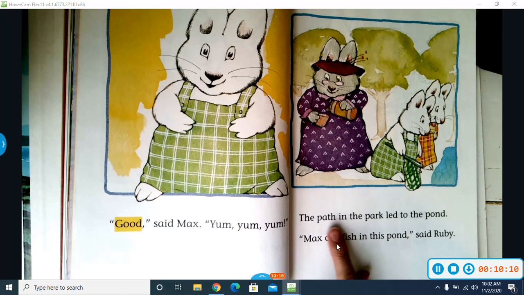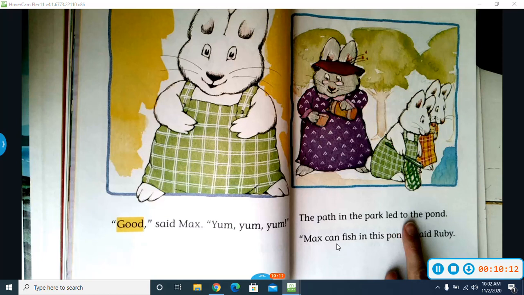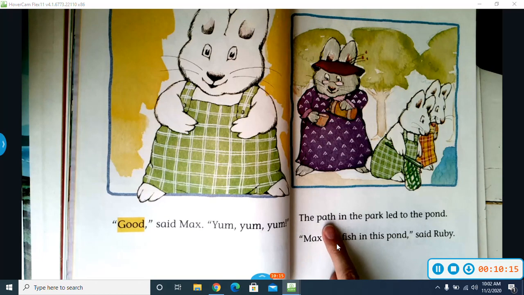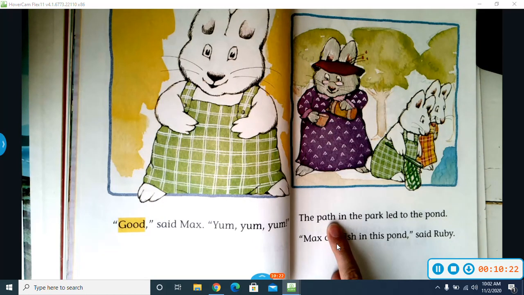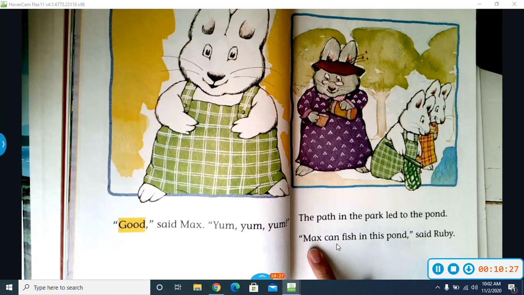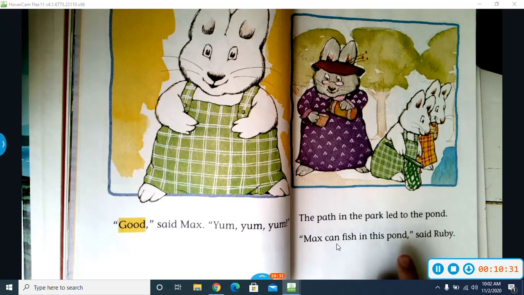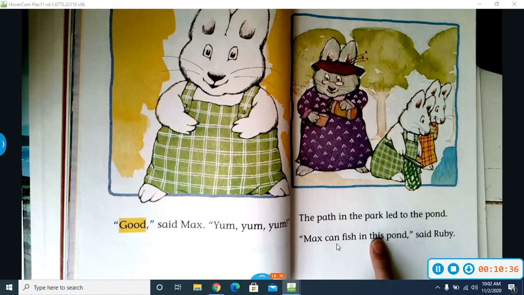The path in the park led to the pond. I want you to put your finger on this word path. In this word path, the last sound I hear is th. It's that TH sound. Good. Max can fish in this pond, said Ruby. Oh, there's that TH in this too. Now this has the voiced TH we talked about, where we make a sound with our tongue in between our teeth and it kind of tickles our mouth. This.